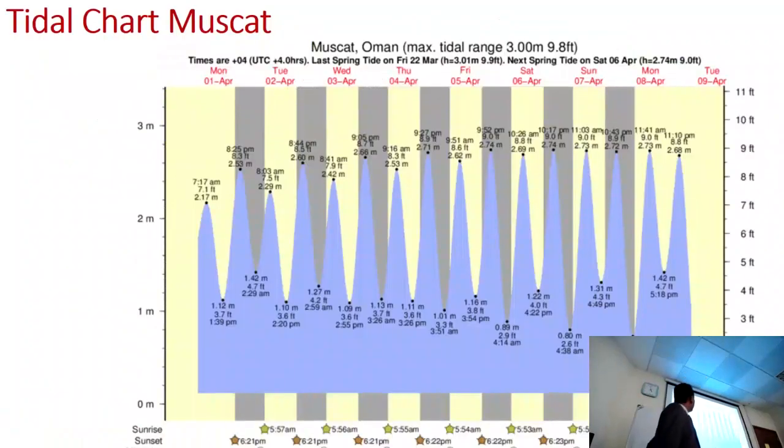Going forward to Oman, tidal chart for Oman. Now that is your tidal chart. So, as you said, for 2 meters, yeah. So this is what you call the actual average sea level. So it stays always above that, but that's your tidal movement. This is a day, this is a night, like that.